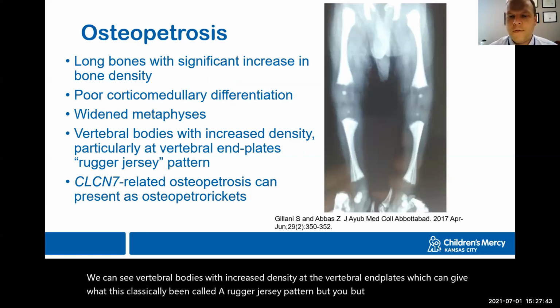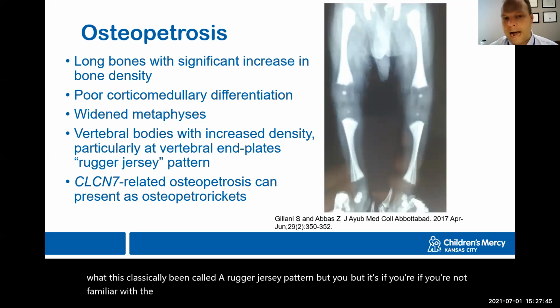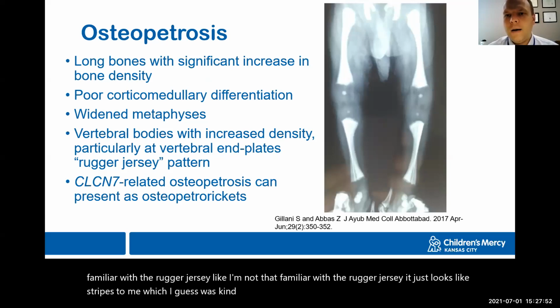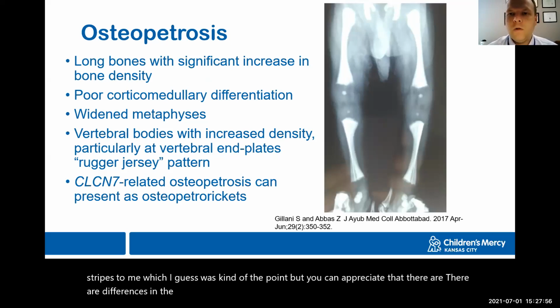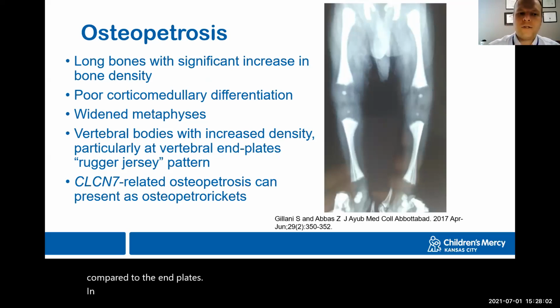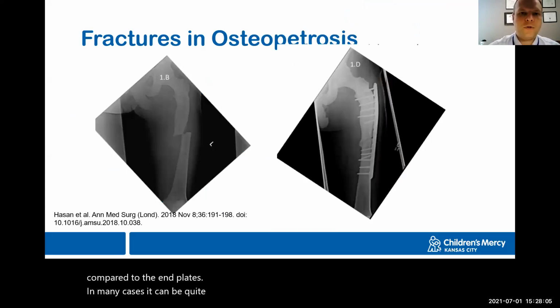If you're not familiar with a rugger jersey, like I'm not that familiar with a rugger jersey, it just looks like stripes to me, which I guess was kind of the point. But you can appreciate that there are differences in the density in the middle of the vertebral bodies as compared to the end plates, and in many cases it can be quite striking for patients with osteopetrosis.